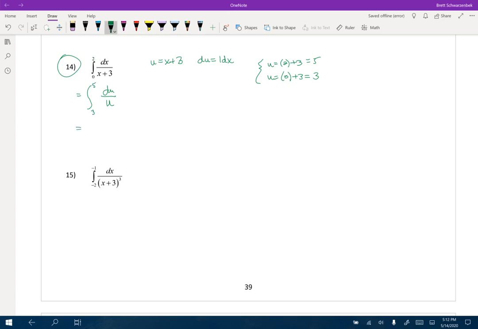We have the antiderivative of du over u, or 1 over u du, is the natural log of u from 3 to 5. When we evaluate, we just do the natural log of the absolute value of 5 minus the natural log of the absolute value of 3, which we can then just drop the absolute values and get this.